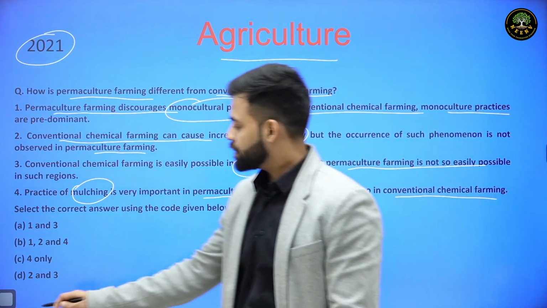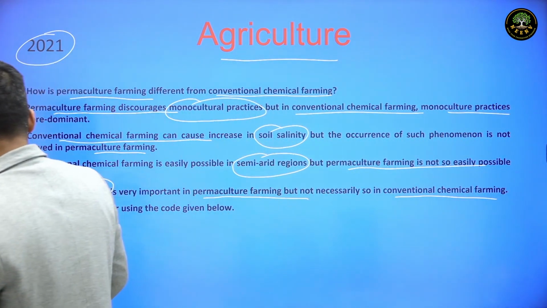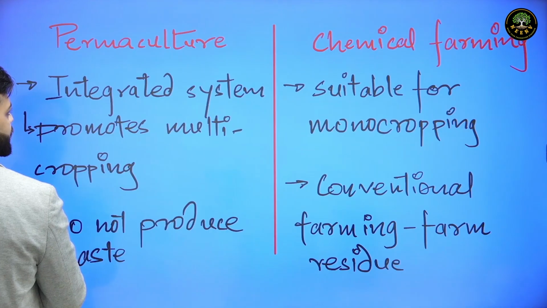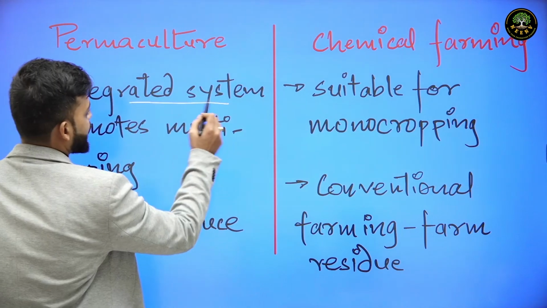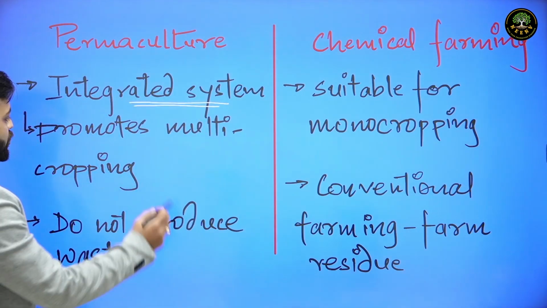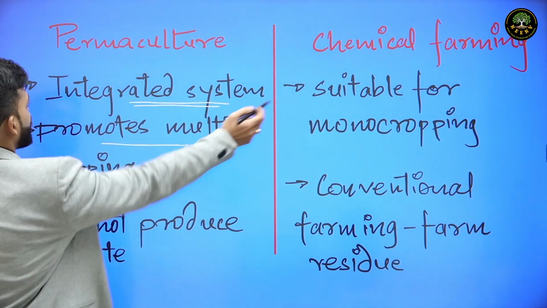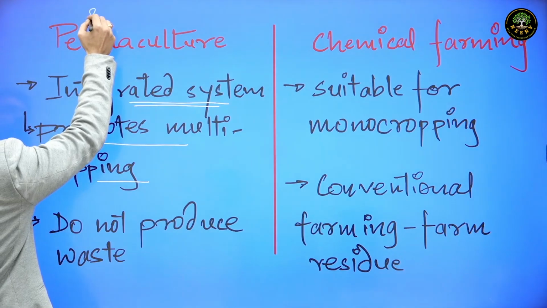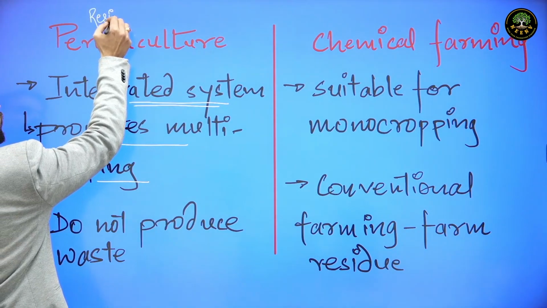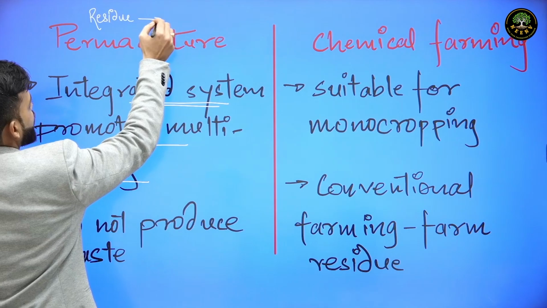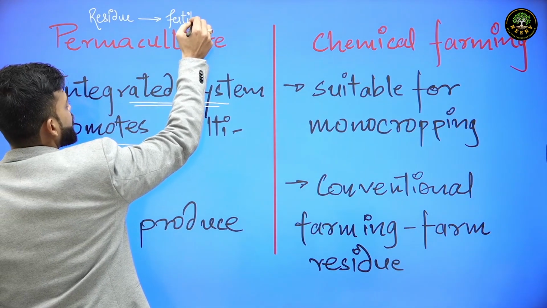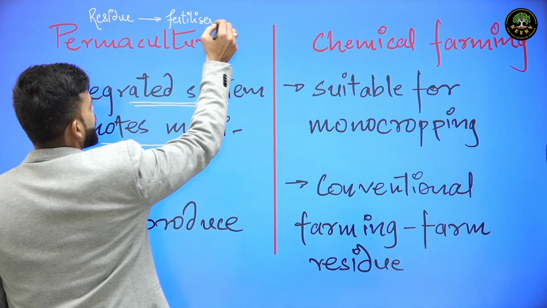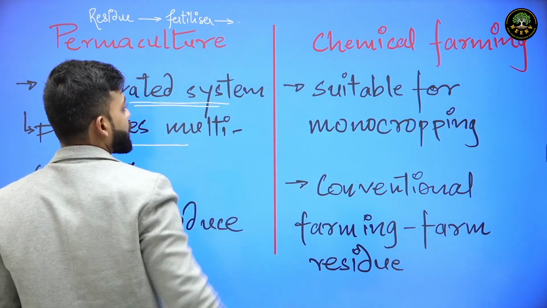Now, 2-3 concepts are here and we will try to look at them one by one. First of all, permaculture and chemical farming. Permaculture is basically an integrated system that promotes multi-cropping. So, the residue of one crop can become fertilizer for another, and the process carries on.